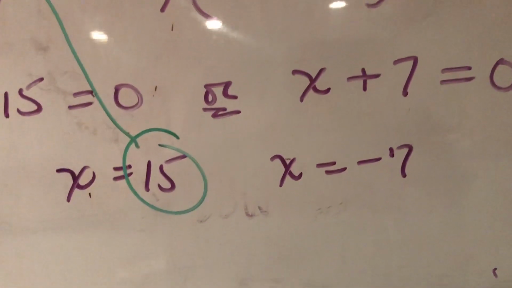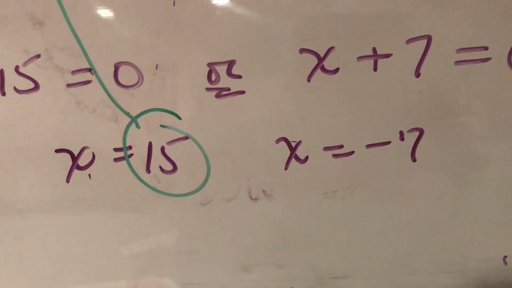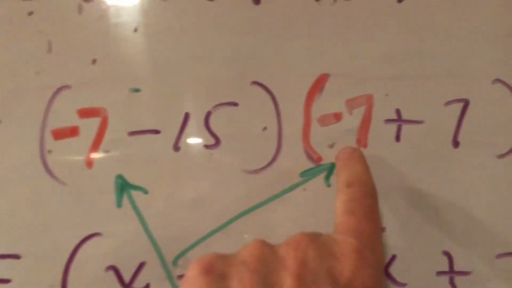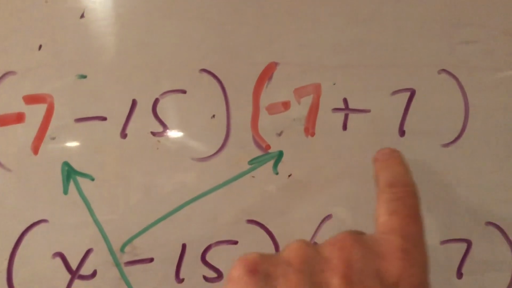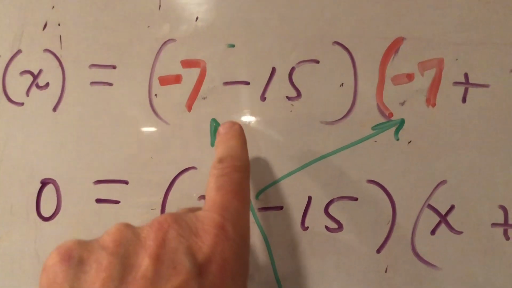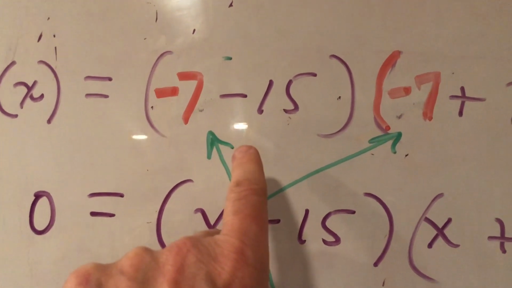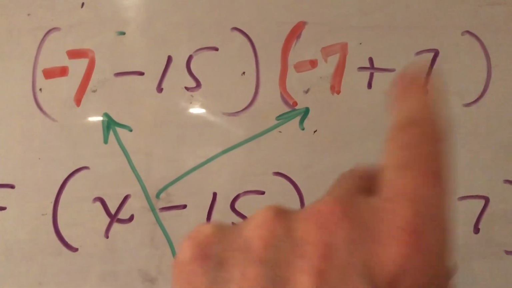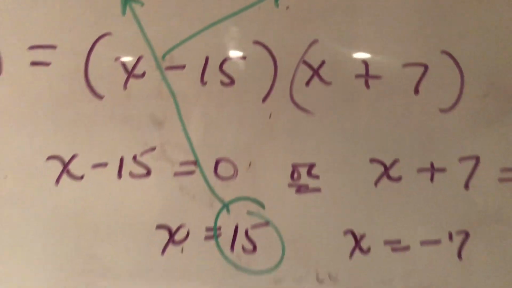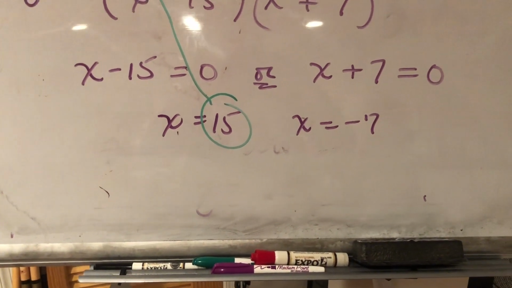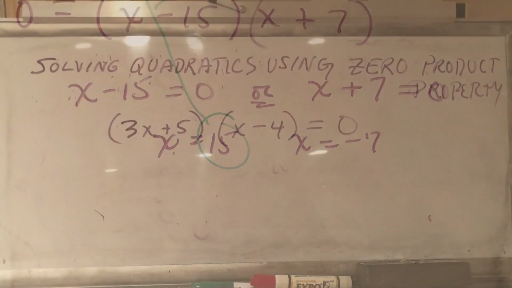And the same thing would hold true for negative 7. Negative 7 in place of the two x's. Over here, negative 7 plus 7 would be 0. So it doesn't matter that this is negative 22 because anything, negative or positive, times 0 is going to give me 0. So my two answers for this are x equals 15 and x equals negative 7.